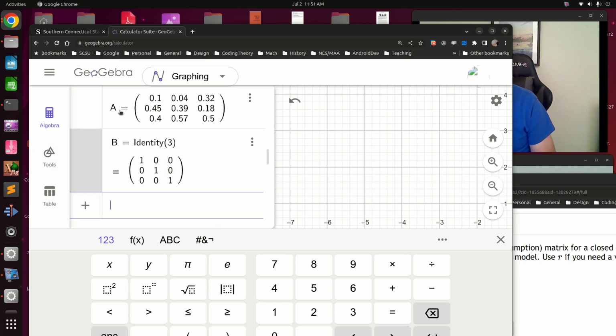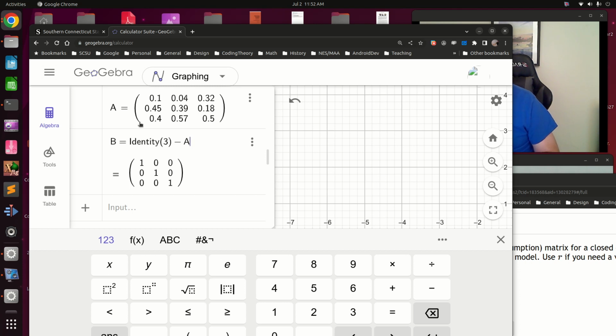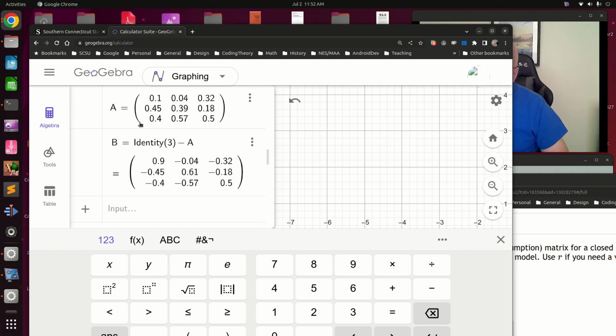That's right. Well, actually, come to think of it, what we want is the identity matrix minus A. So let's just go and do that all in one step. There you go. That matrix with some numbers positive, some numbers negative, is the thing we want to know about. All right.